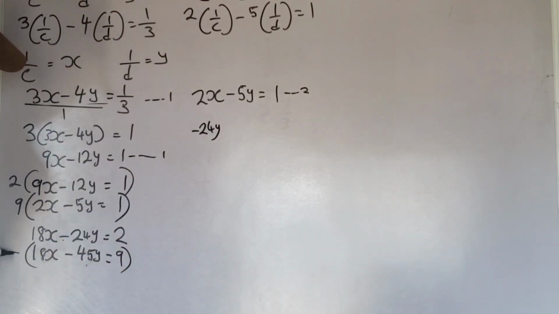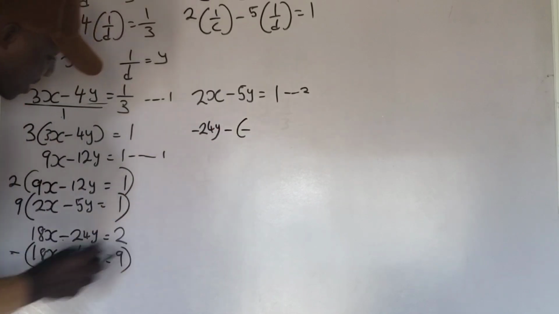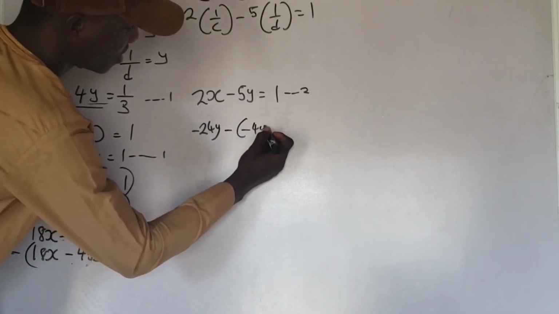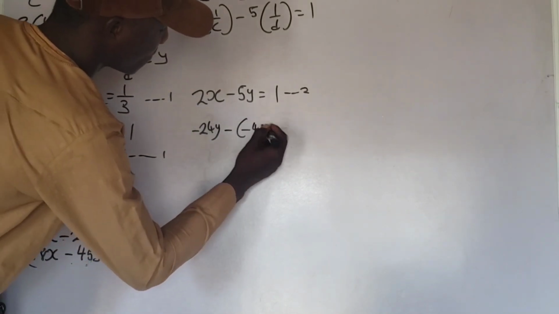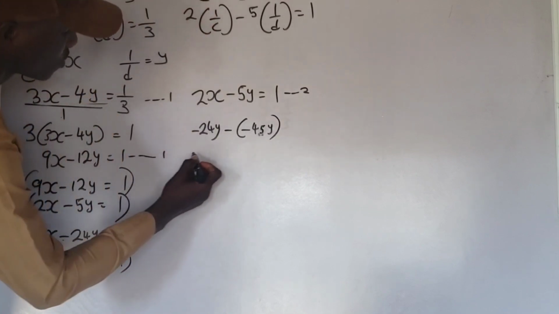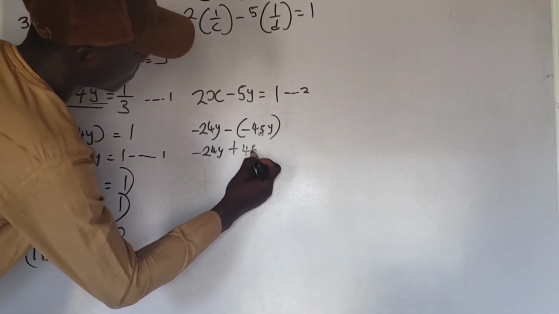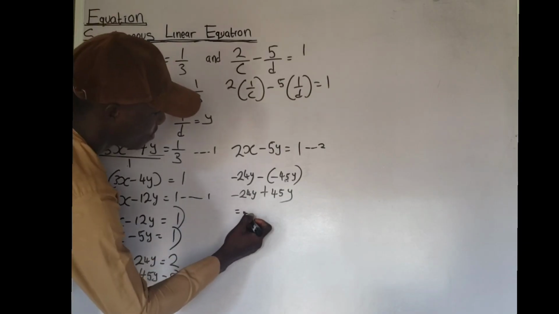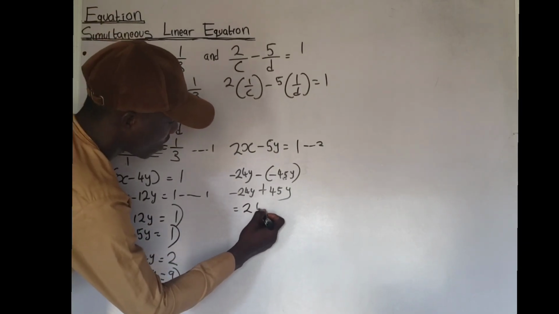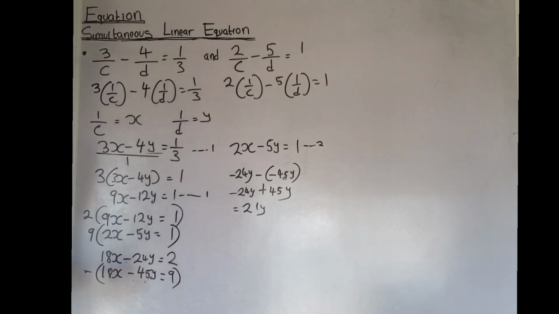Negative 24y minus 45y. That will be what? Negative 24y minus 45y gives negative 69y... as stated in the lesson, the answer here will be 21y. You understand? Okay? So for this, I'm going to have 0 plus 21y equals 2 minus 9.